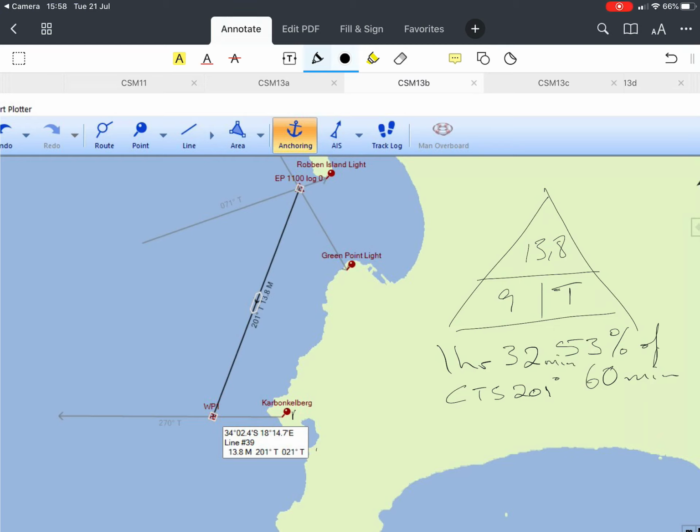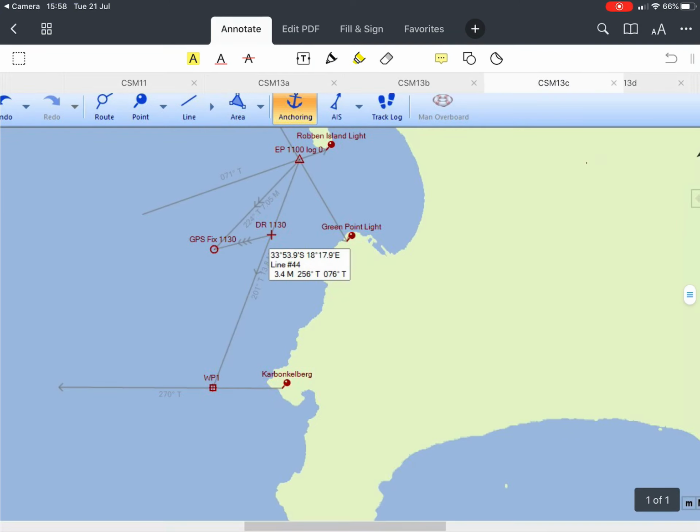It's just a line, they're just testing your ability to find your positions and do your chart work. C, they tell us now half an hour later they give us a GPS fix, and we find that our fix happens to be this line over here, and it's 7.05 nautical miles down the way.